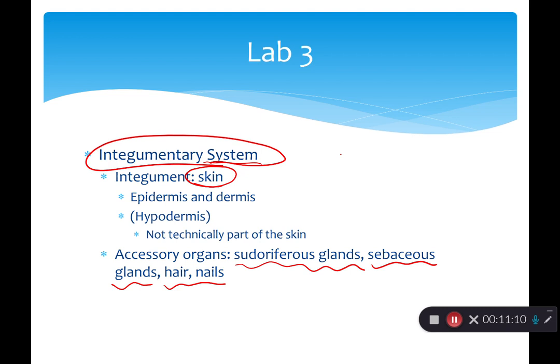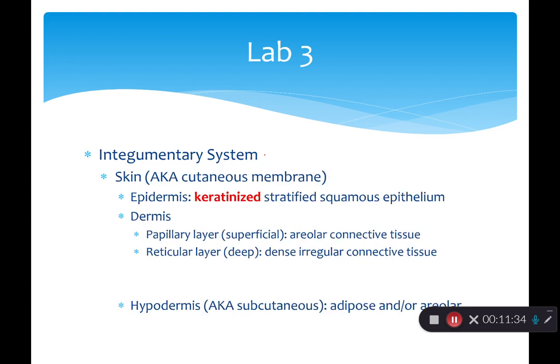Now, one thing that tends to throw people, the skin is just the epidermis and dermis. There is another layer called the hypodermis that is under the dermis. Hypo means below. That layer is not technically part of the skin, it's just part of the integumentary system. So the skin can also be called the integument, can also be called the cutaneous membrane. The skin is composed of these two layers, the epidermis and the dermis.